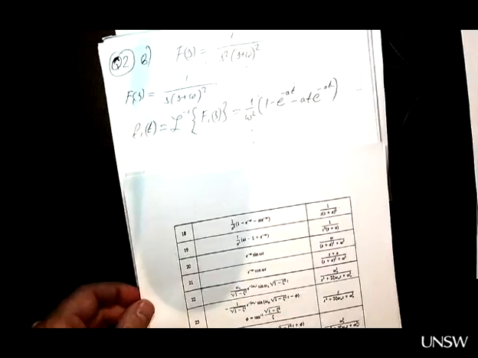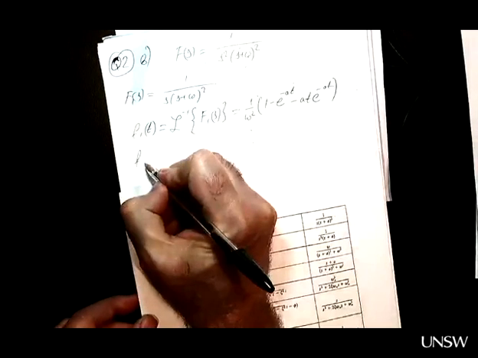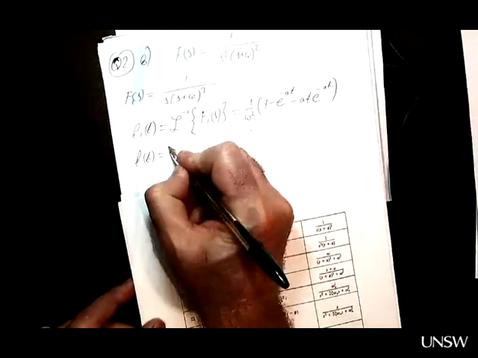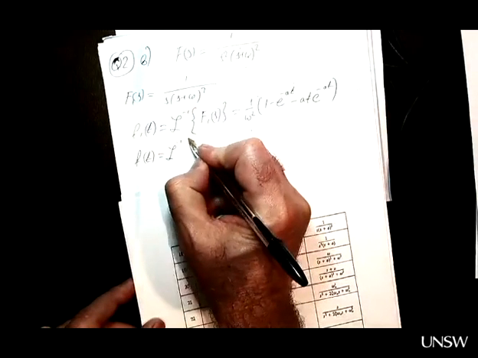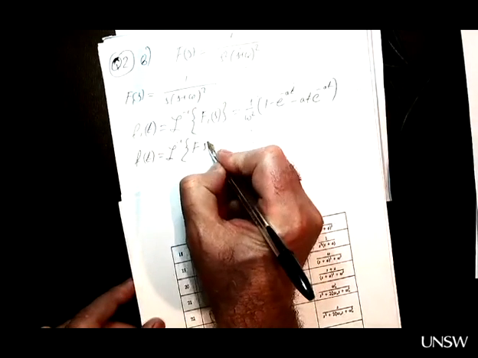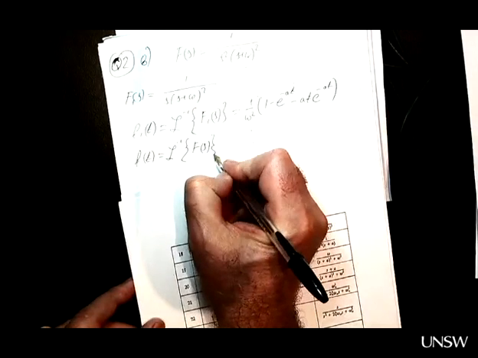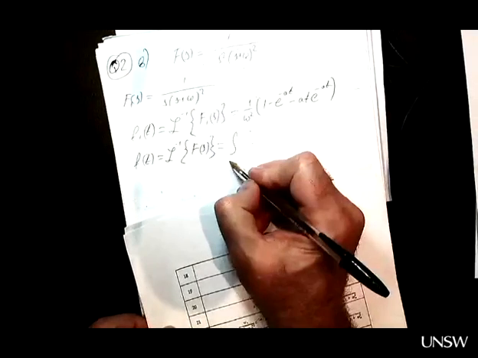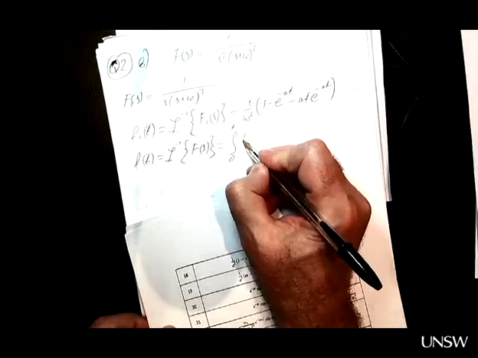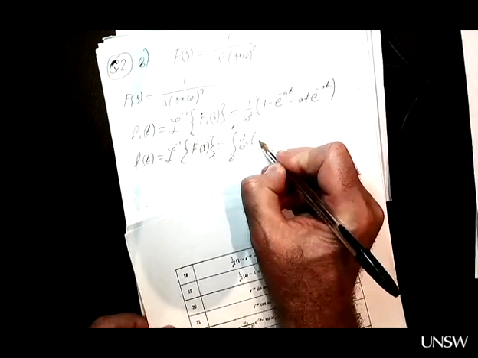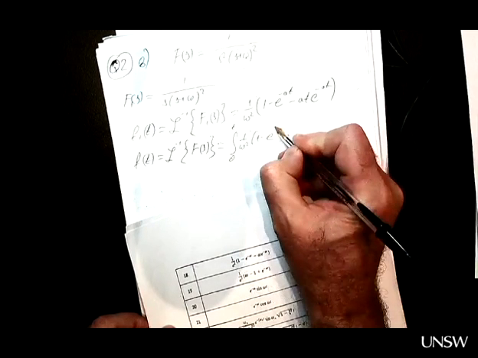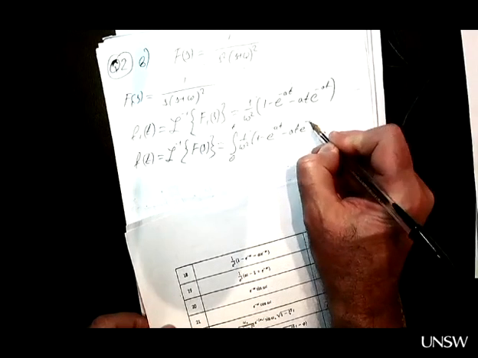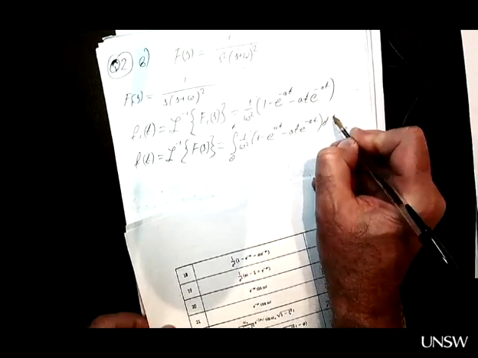F2, sorry, not f of t, which is the inverse Laplace of F(s), can now be found as the integral from 0 to t of 1 over omega squared times (1 minus e to the minus omega t minus omega t e to the minus omega t) dt. Yes?